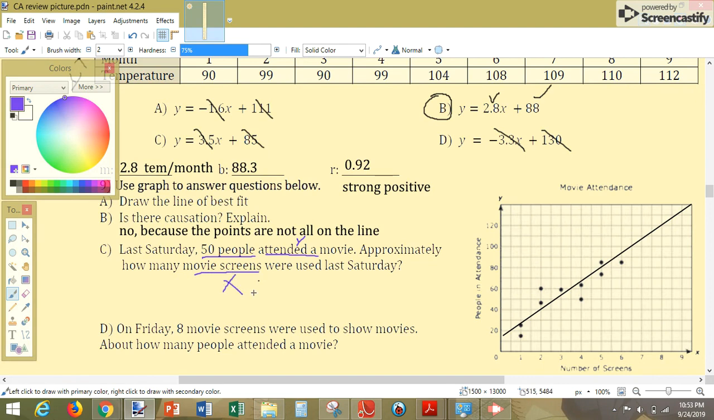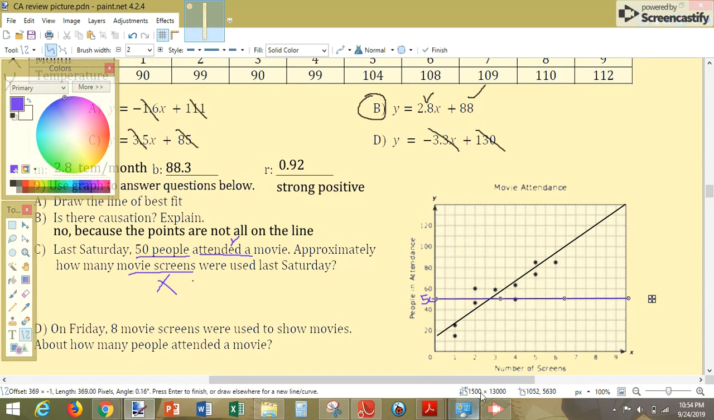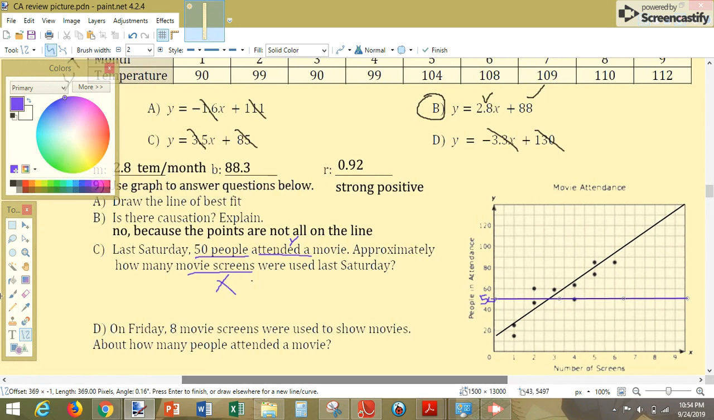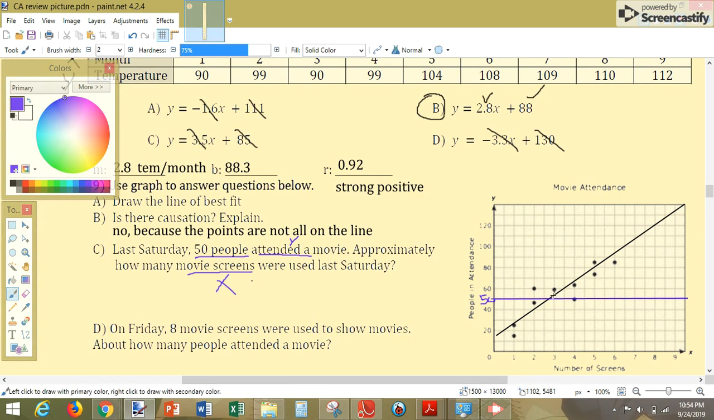That's the X values. So if you go to your graph, have 50 people, that's right here, and we're going to find the X value right there. So where do these lines cross? Where do they intersect? Right here. That X value looks like it's about 3. So X equals 3 movie screens.